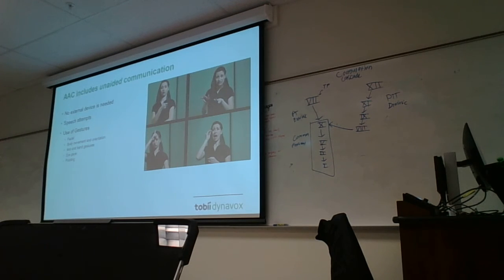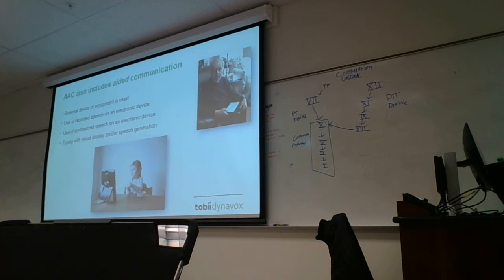So again, AAC includes unaided communication as well, so any speech attempts, use of gestures, facial expression, body movement, any physical gestures with hands and arms and pointing are also considered that. And aided communication would be using an external device or equipment, anything with recorded speech or synthesized speech, as well as typing on a visual display.